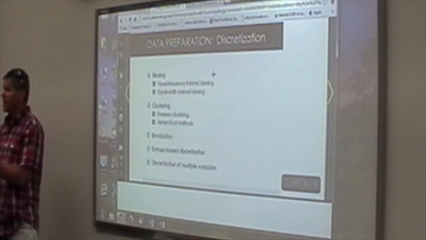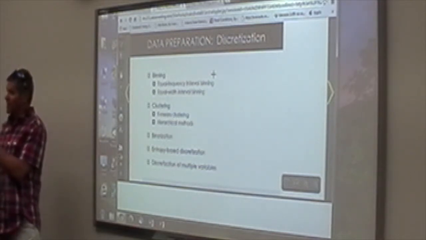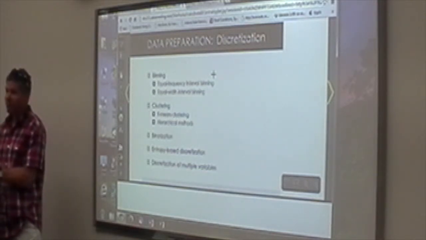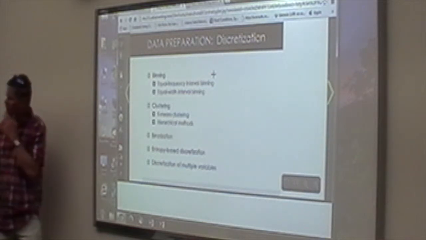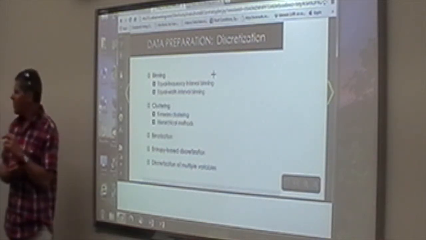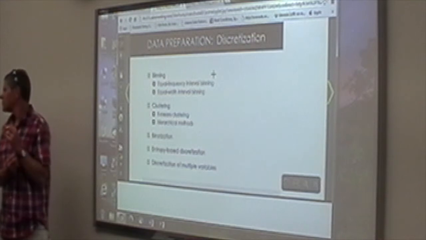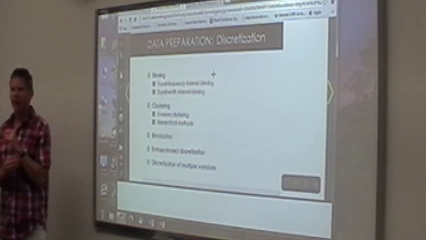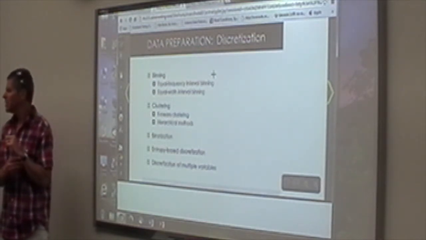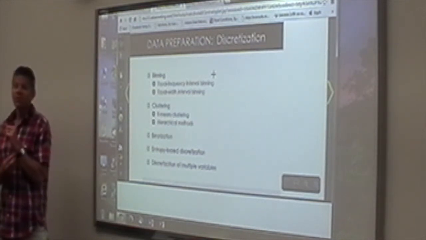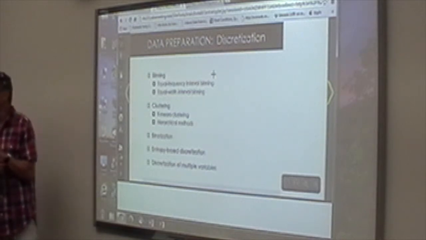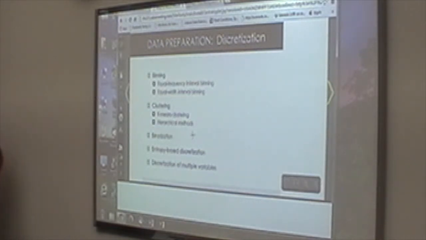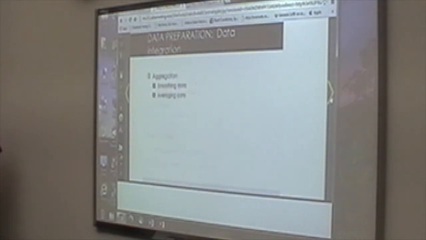Binarization, that's a special case. You want to put it as zeros or ones, trues or falses, success or fail. I'm probably not going to talk too much about this unless we get to it, but there are entropy-based discretization methods. And then what do you do if you have multiple variables and you want to discretize those? It's pretty straightforward.